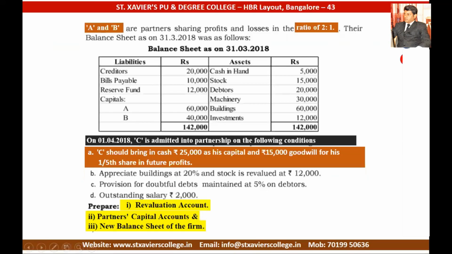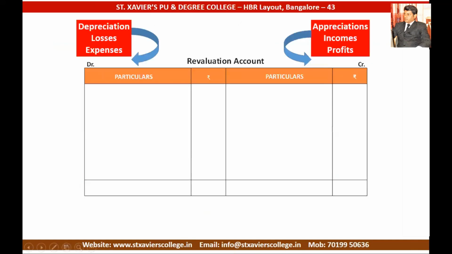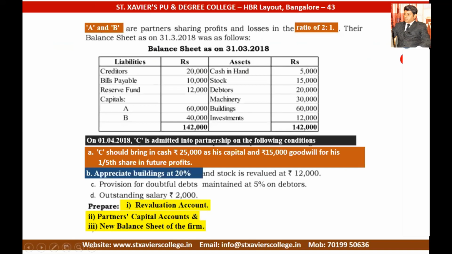Now let us take the other adjustments. The other adjustment here is: appreciate building by 20%. Any appreciation or depreciation should be taken in the revaluation account. You can see that appreciation, incomes and profits, and depreciation, losses and expenses will be shown under the revaluation account. All the appreciation should be taken at the credit side and all the depreciation should be taken at the debit side. So here, as per the information, it is said, appreciate building.